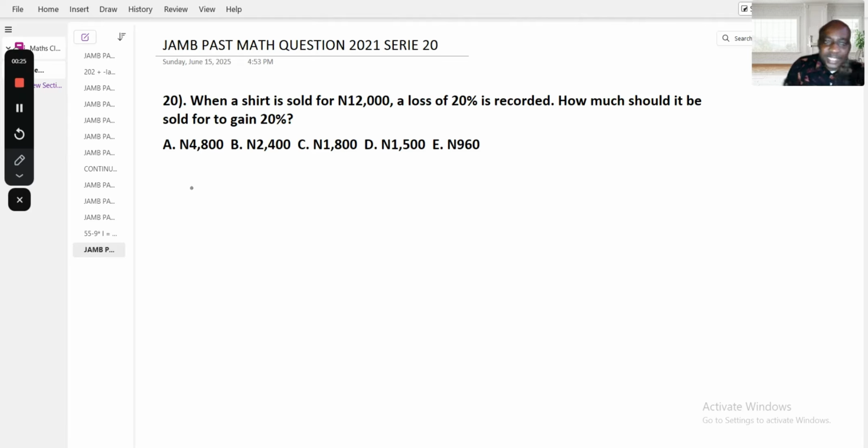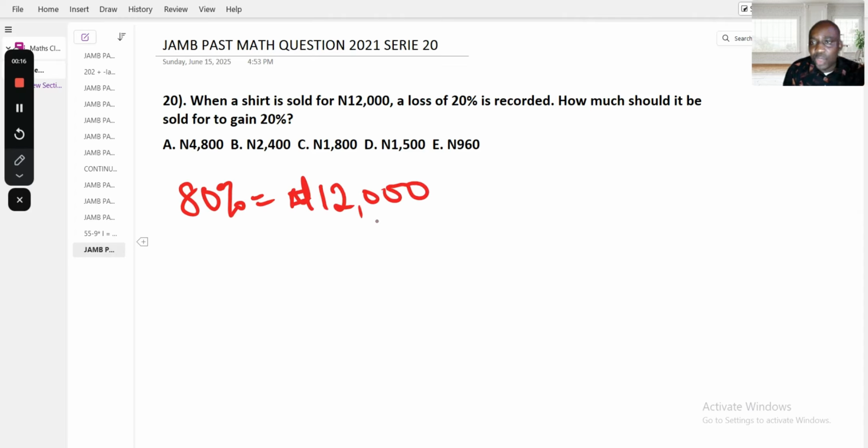This 80% is equal to the 12,000 naira that you sold it for. Now, this 12,000 naira, we are going to gross it back to know the actual cost, the total cost of what we bought that thing, because we made a loss of 20%. Therefore, we are going to gross up to get our actual cost, from 80% to 100%.